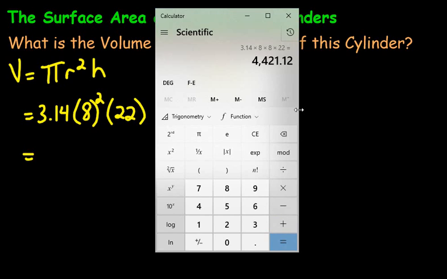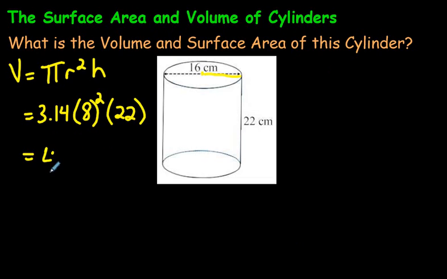Okay, up above here on the calculator, you can see what I just did, and here we can see what the answer is. Okay, 4421. And let's round it off to 1 decimal place, so 4,421.1. And that is the volume, and it's centimeters, so we're going to write it like this. Cubed. Remember, we put cubed for volume. All right, we are done the volume. Now let's do the surface area.